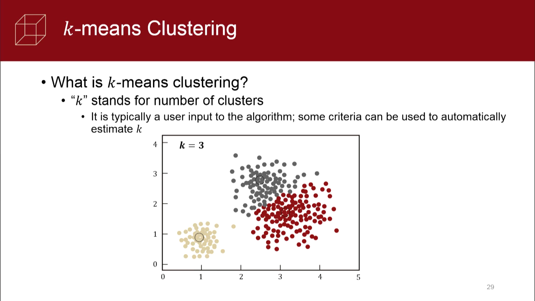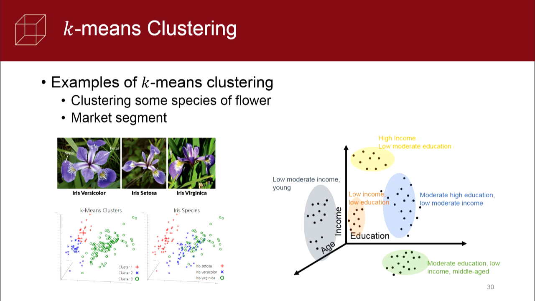So k stands for the number of clusters, and as already mentioned, it is typically a user input to the algorithm, but sometimes there are criteria that can be used to automatically estimate the value of k. This slide shows some examples of k-means clustering. Clustering can be used to group species of flowers, or to analyze market segments. You can cluster depending on the characteristics of the data.